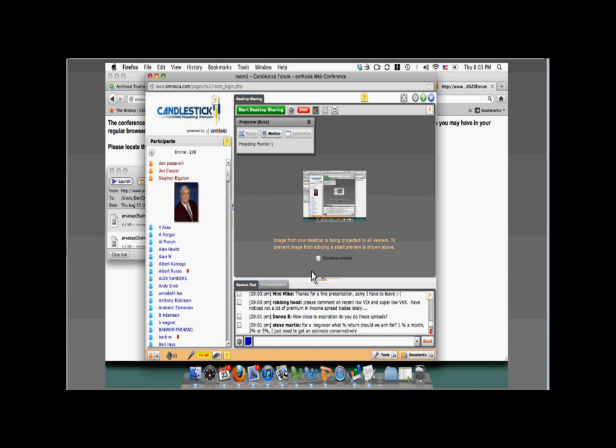Donna says, how close to expiration do I do these spreads? Yeah, my guideline was 2 weeks to 2 months. The rule, definitely not more than 2 months, but the closer to expiration, the better.